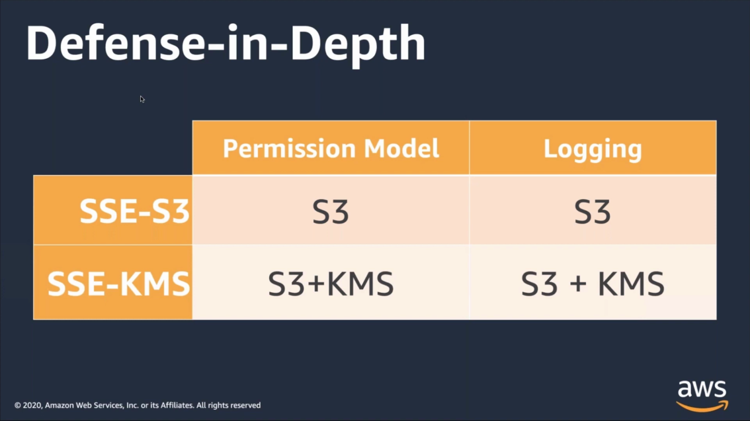Looking here at a chart version, you can see that the permission model for SSE-S3 just uses SSE-S3 to perform the permissions check, and the logging is also done at the S3 level for SSE-S3. For SSE using KMS, you can see that the permissions model includes a check at S3 and the KMS level, and the logging happens at both the S3 and the KMS level. This granularity gives you more flexibility in determining how you'd like your policies to be created and what you'd like them to do.